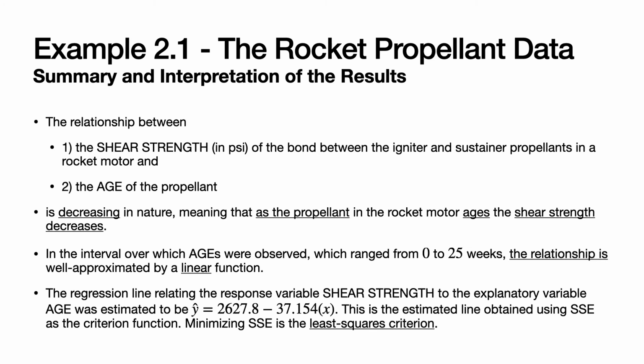The regression line relating the response variable shear strength to the explanatory variable age was estimated to be y hat equal to 2627.8 minus 37.154 times x. This is the estimated line obtained using SSE, the sum of squares error, as the criterion function. Minimizing SSE is called the least squares criterion.